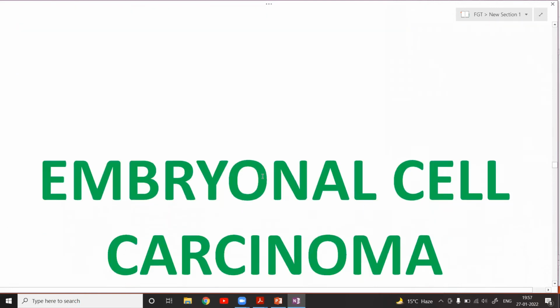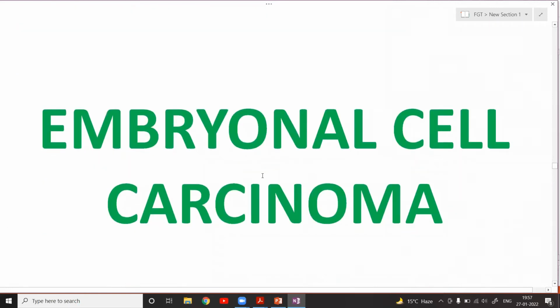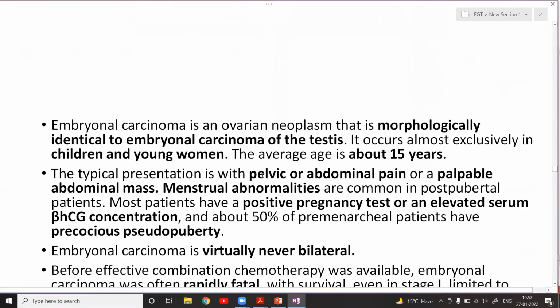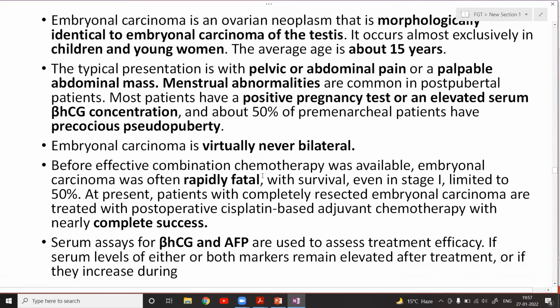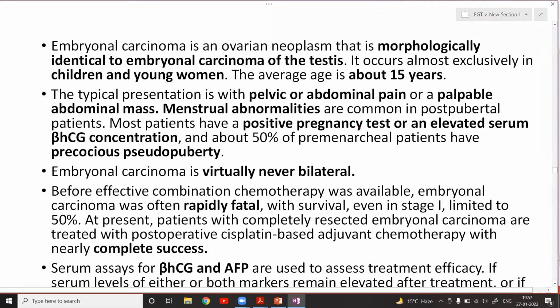Then we are going to understand about the embryonal carcinoma. Now, regarding the embryonal carcinoma, let us try and understand. Basically, they are very similar to the embryonal carcinoma of the testis. And again, just like any other germ cell tumor, they are predominantly seen in children and young women. The average age of presentation is 15 years, and just like other malignant germ cell tumors, they present with abdominal pain and palpable abdominal mass.